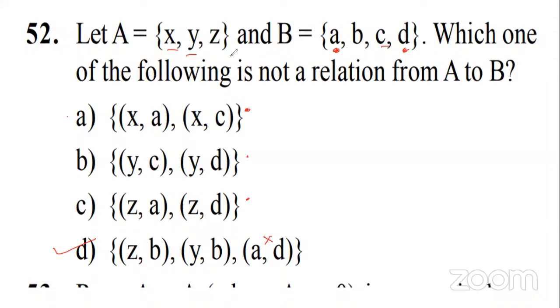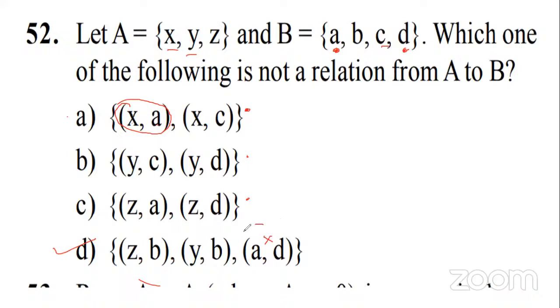XA, XB, XC, XD, YA, YB, YC, YD. Like that, ZA, ZB, ZC, ZD. In each group, the first element should be from A and the second element should be from set B. If you check all the sets, you will get the relation from A to B only.